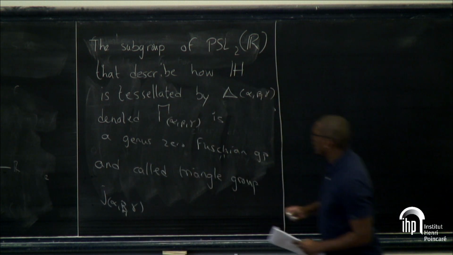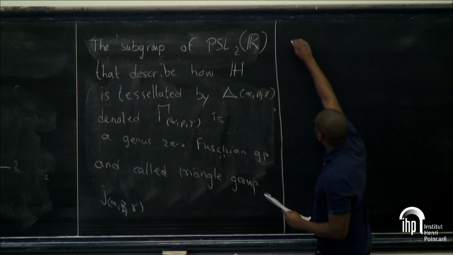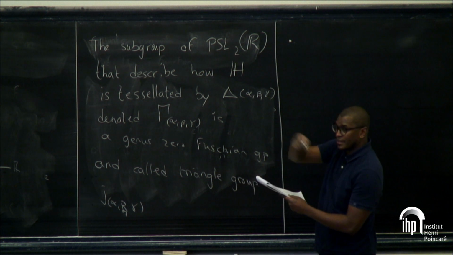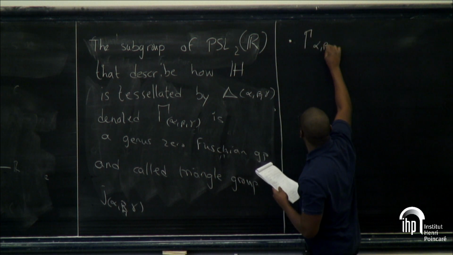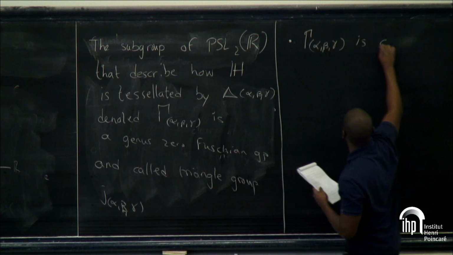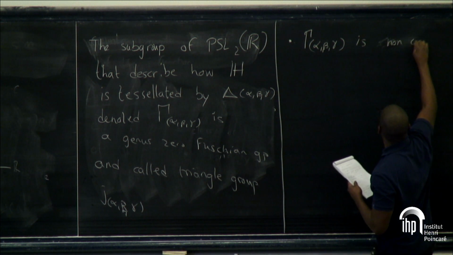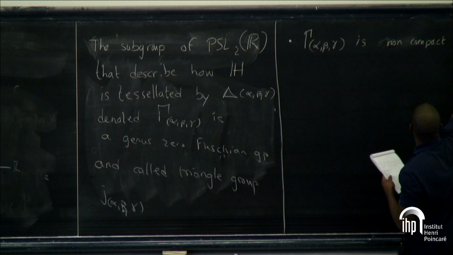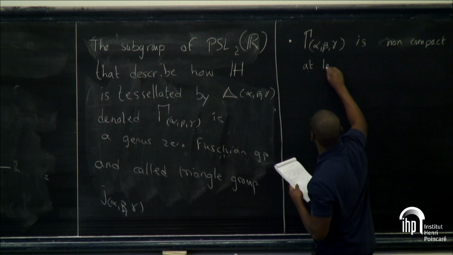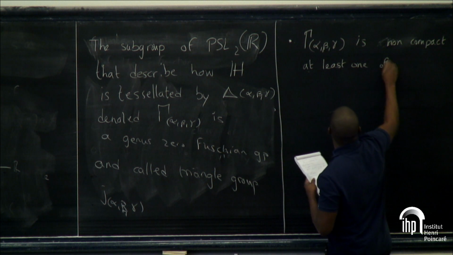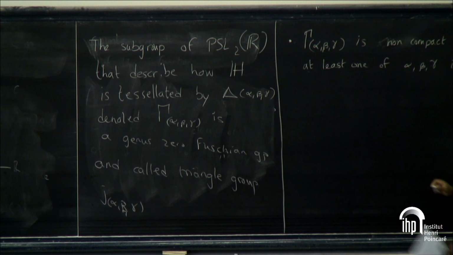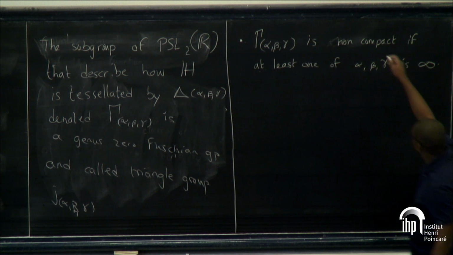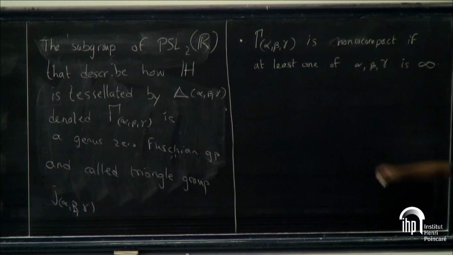And so let me say two things. The first thing, which I just mentioned to Martin, is that gamma alpha beta is non-compact if at least one of alpha, beta, gamma is infinity, right? Non-co-compact, yes.